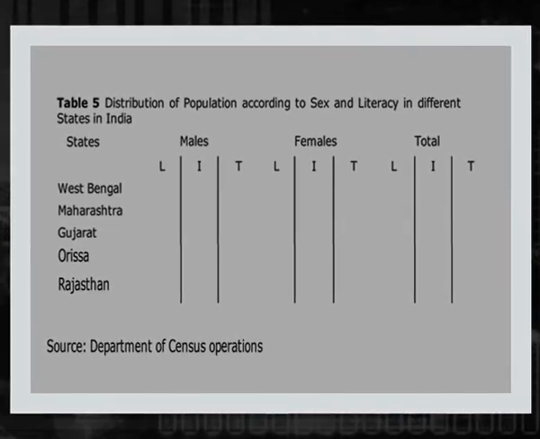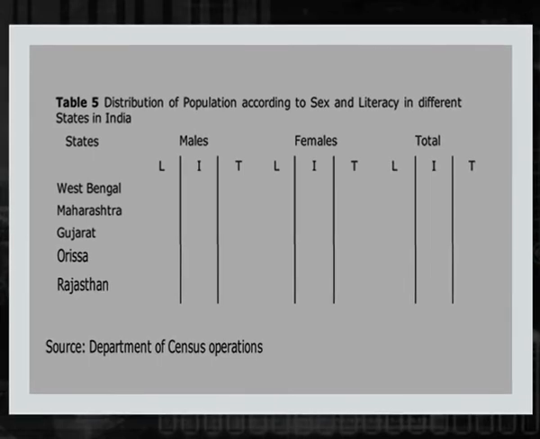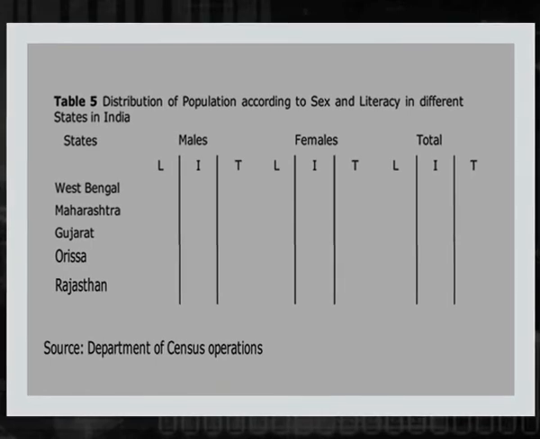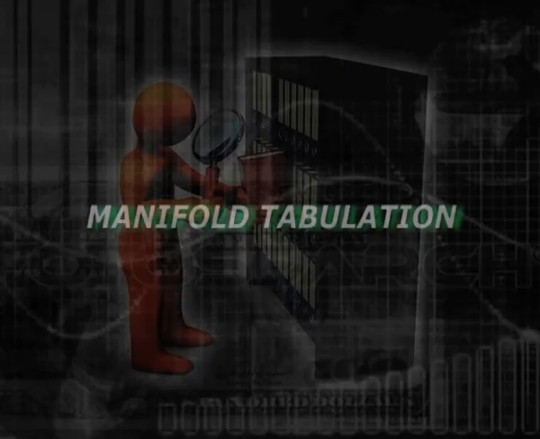Table 5, distribution of population according to sex and literacy in different states in India, as per source Department of Census Operations. This table is able to answer the extent of literacy in the given states, sex-wise extent of literacy in the given states, and the position of literacy as a whole in these states. Manifold tabulation. Manifold tabulation is one that divides the total into several categories, generally more than 3.